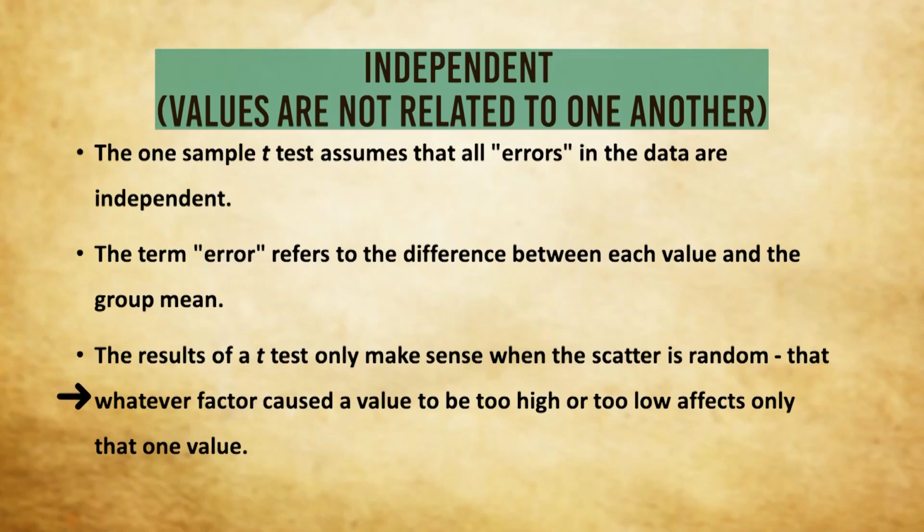That whatever factor caused a value to be too high or too low, that affects only that one value. It does not affect the other values. So in this sense, the values are independent of one another. And if the values are independent of one another, the scatter plot will show a random nature. The scatter plot means we'll simply plot the data. So this is very important, that the errors will be independent.